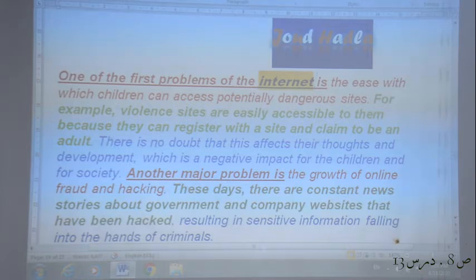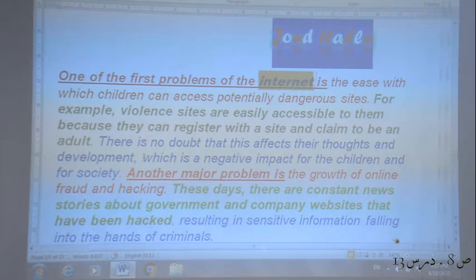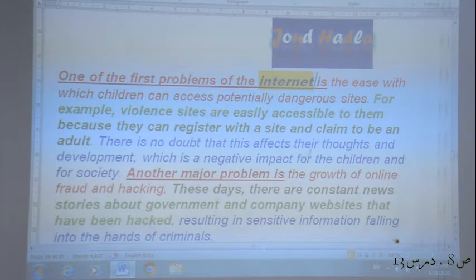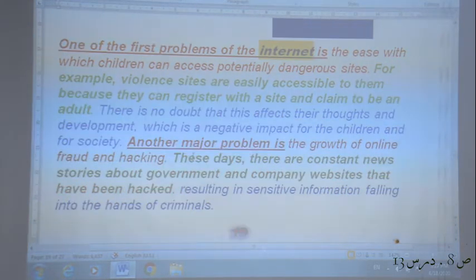Now there is no doubt, here in the blue color I want to talk about the results. So there is no doubt that this affects their thoughts and development. We are only developing our brainstorming above, as you can see. So there is no doubt that this affects their thoughts and development, which in turn will have negative results, negative effects, negative impact on the children and their society. Now we also talk about another problem, give an example and an effect. As you can see, there are 3 different colors for you in order to make things easy for you.